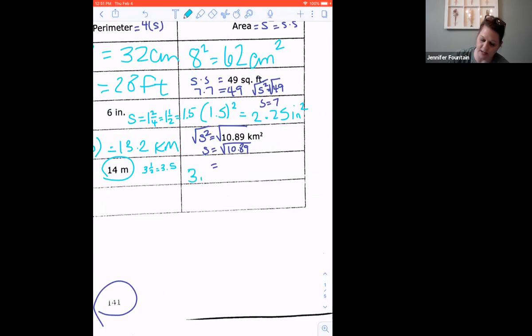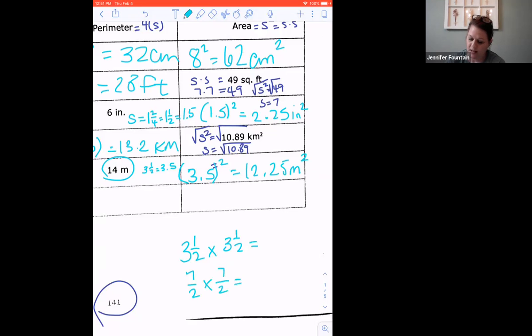Okay, so then we've got to go find the area of that. So 3.5 squared. Or if you kept it as a fraction, you could say 3 1/2 times 3 1/2, either way. When you multiply 3 1/2 times 3 1/2, that's going to give you 12 1/4 or 12.25 meters squared. Now remember, when I multiply fractions, this will be the same as saying 7/2 times 7/2.